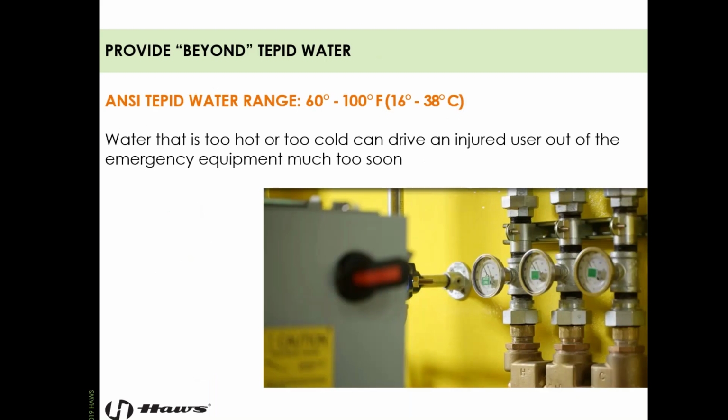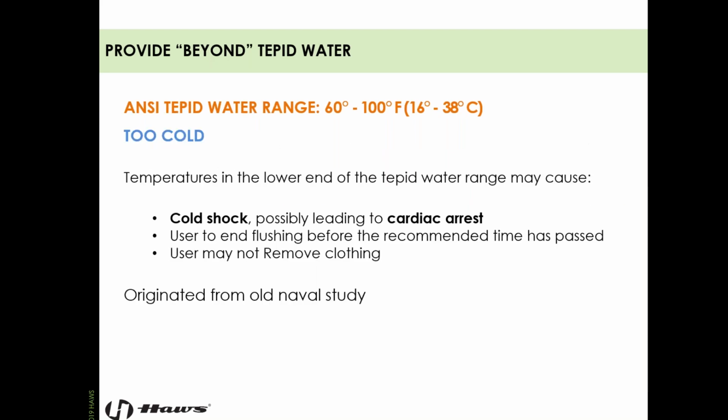The ANSI tepid water range, 60 degrees to 100 degrees Fahrenheit. Remember that if the water's too hot or too cold, it can force the injured user out of the emergency equipment, and way too soon. If it's too cold, we risk cold shock, hypothermia, cardiac arrest, and the user ending that flushing before the time has passed. And they might not remove their clothing. You do have to be in your birthday suit in an emergency equipment, especially if you've been exposed to chemicals. So you need to remove your clothing. It's very important. And if it's too cold, it may not encourage them to do so, obviously.